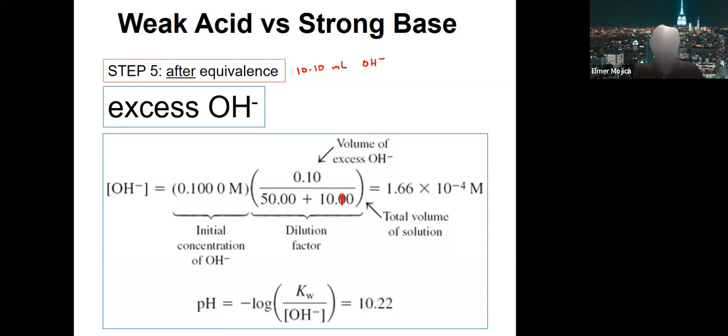So I have here 1.66 times 10 to the negative 4. Just to remind you, this is at 10.1. Okay, so this is the hydroxide. So you get the pOH of that, the negative log. That's around 3.78, subtracted from 14. So you have 10.22.